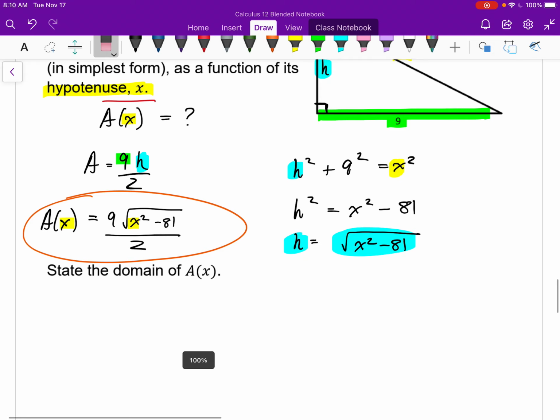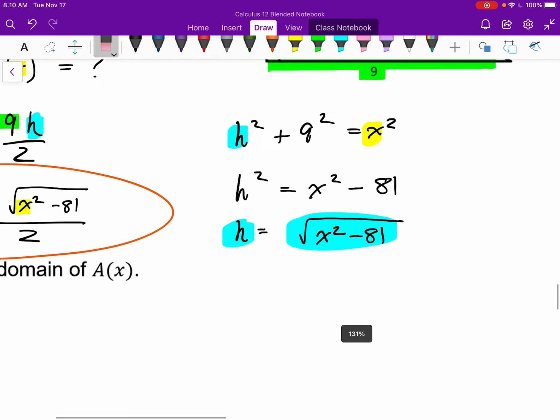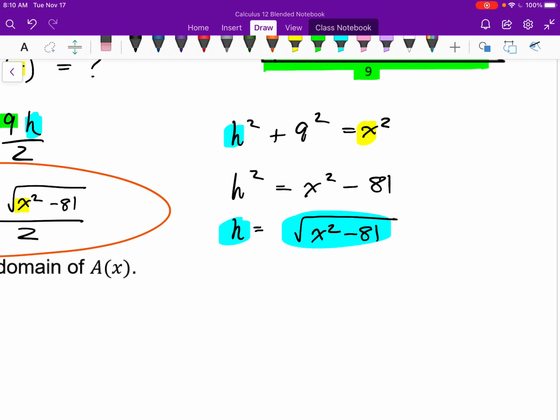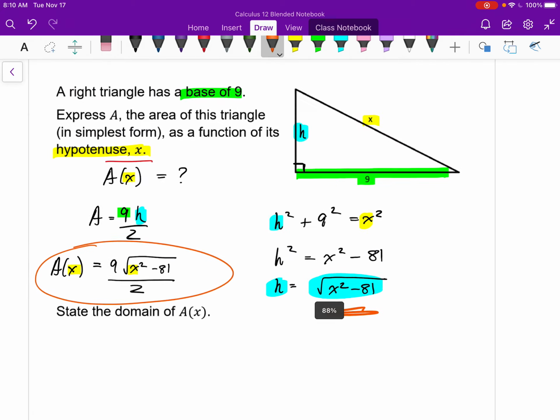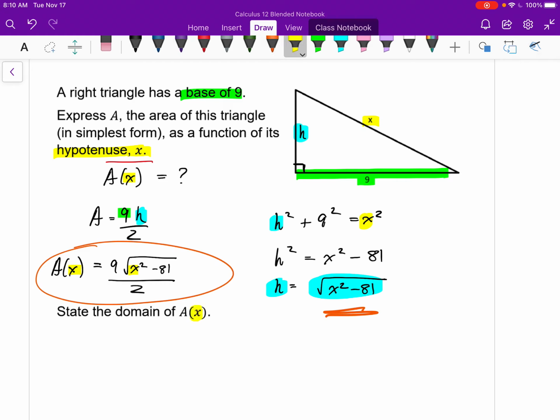What's the domain of this function? I could do a few things. I could analyze the equation right here, and like we did in a previous question, think about what values of x make sense so that I can actually evaluate this. Or I can just look at the image I have right here and realize that the height of this triangle is also changing, but the domain of A of x has to do with x, which is a hypotenuse. And what is the hypotenuse? By definition, the hypotenuse is the longest side of a right triangle. So I don't even have to look at this equation here to know the domain. I could, but I think this is easier.